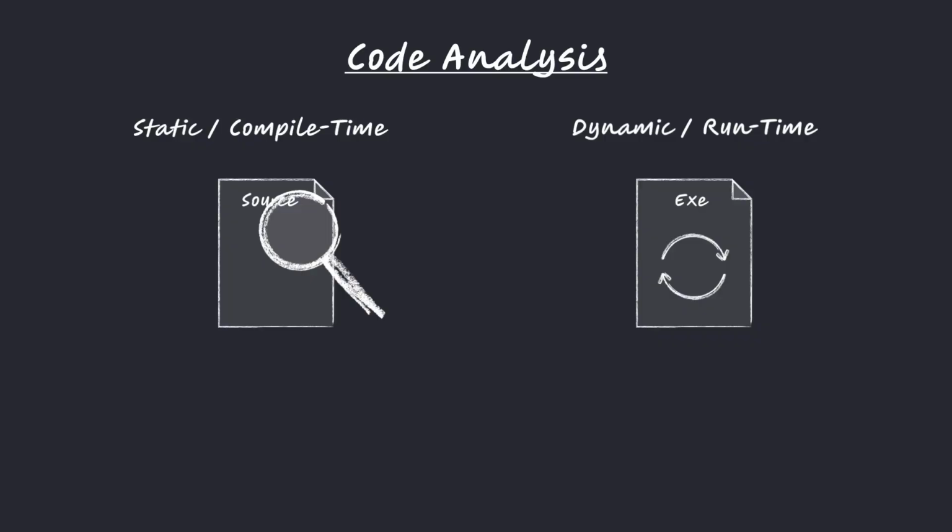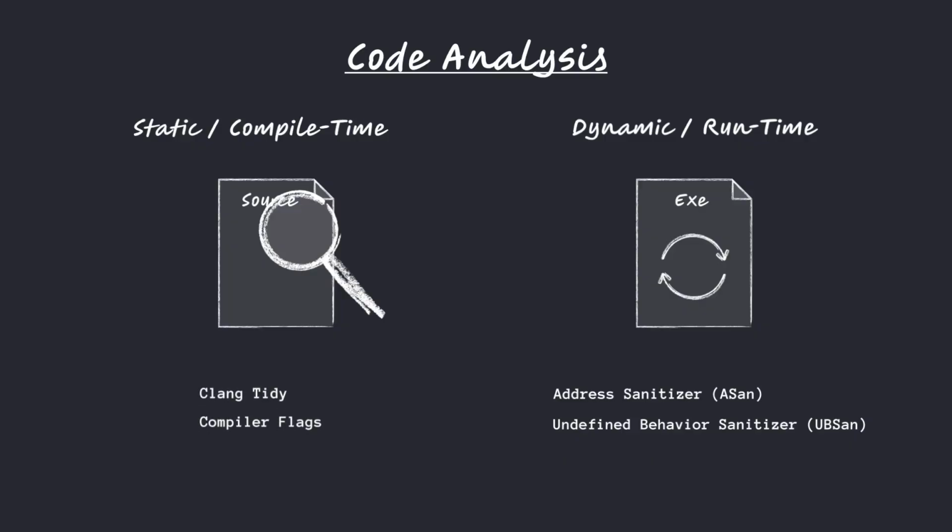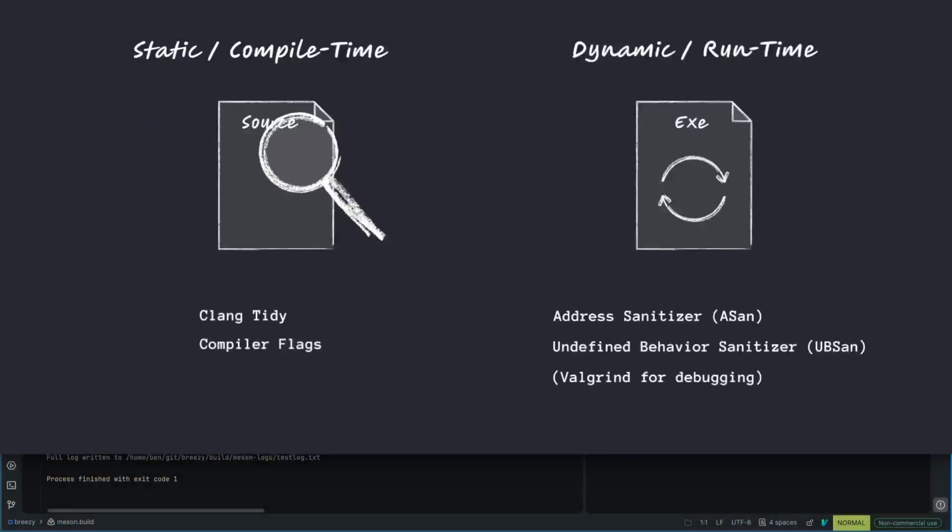I admittedly don't have too much experience with the analysis tools in the C ecosystem, pretty much just the basics of using Valgrind to troubleshoot. It seems like there's a lot of options on the market, but the few that I'll be going with today are Address Sanitizer, or ASAN, Undefined Behavior Sanitizer, or UBSAN, Clang Tidy, and a plethora of compiler flags. I'll also keep Valgrind handy as a manual tool for troubleshooting.